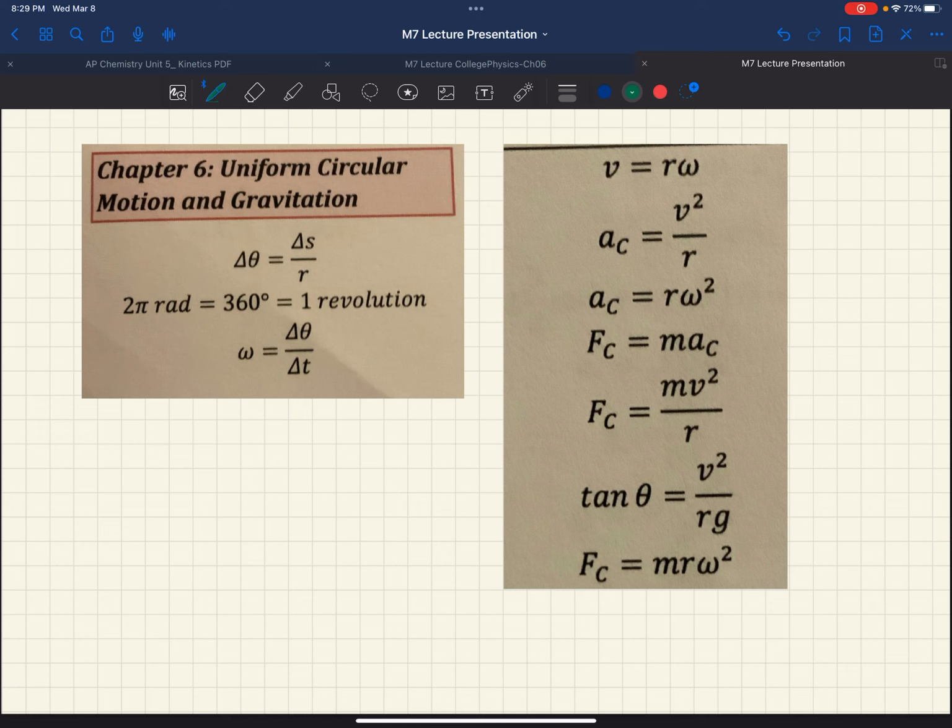So the equations we'll be using are from your equation sheet, Chapter 6. If you have it with you, go ahead and get that out so you'll know which equations I am selecting from.